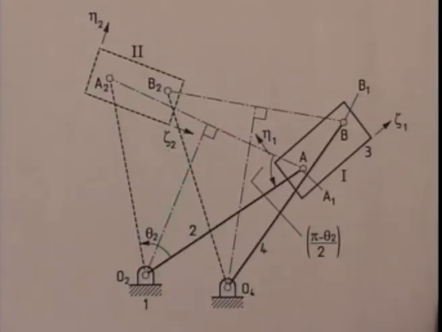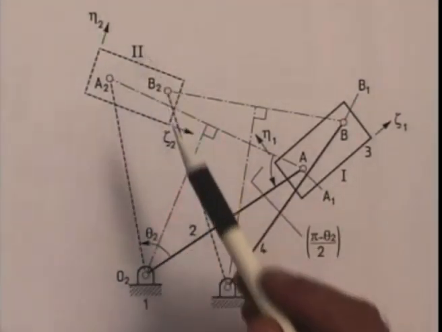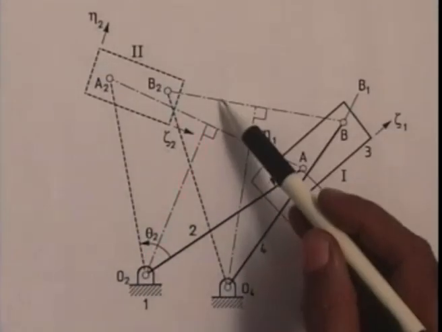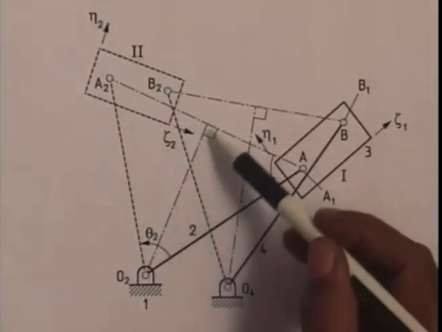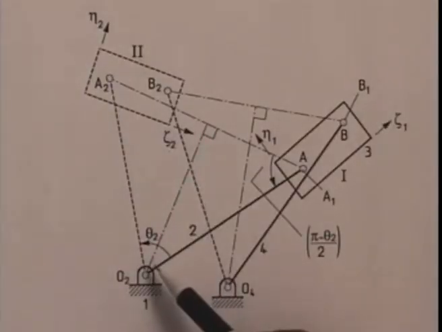Now suppose we have also specified that as the coupler moves from position 1 to position 2, the corresponding movement of the input link, say O2A, must be theta 2 in the counterclockwise direction. Then in the previous solution, where O2 could have been anywhere on this perpendicular bisector, now the location of O2 is specified.